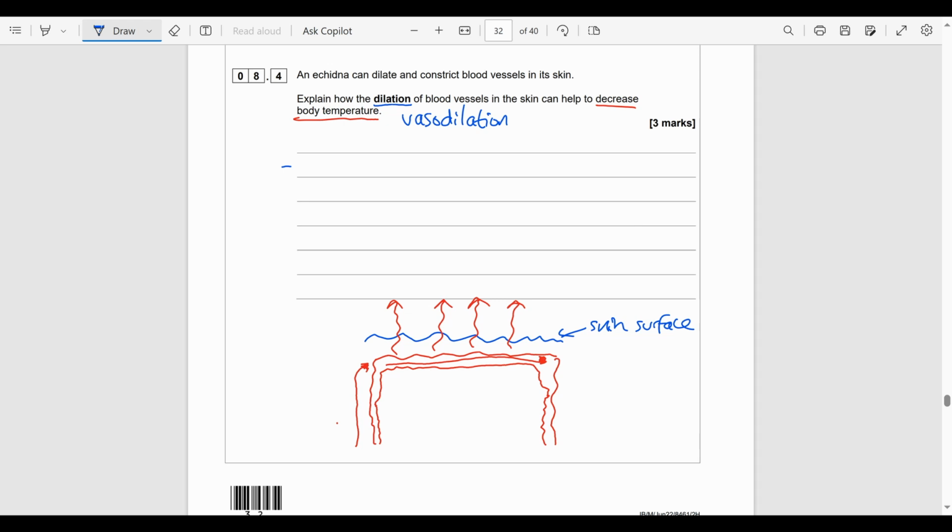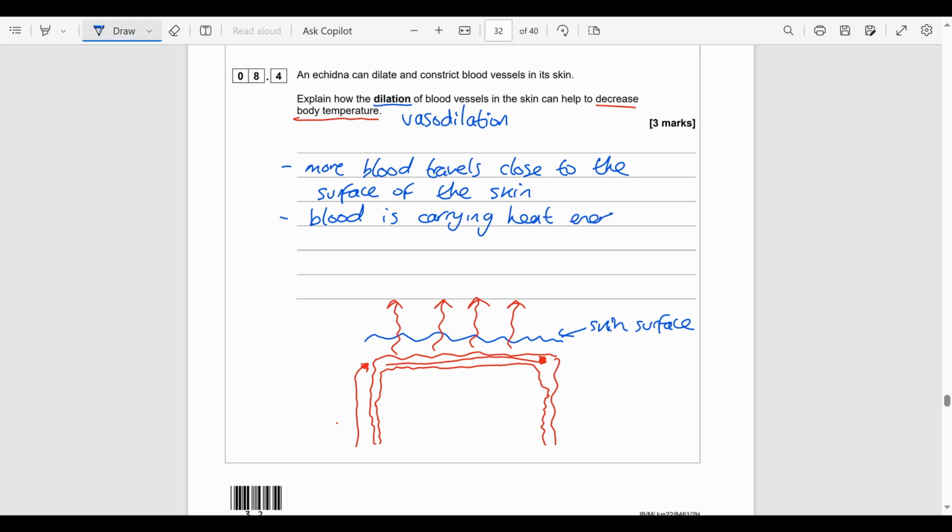So we want to try and put all of those points now in our answer. First thing we're saying now is, what is the dilation going to do? So the dilation is going to mean that more blood travels close to the surface of the skin. And then the blood is carrying heat, showing us heat energy. So that means that more heat is lost. And then, as we said, if more heat is lost from this echidna, then it's going to be cooled down.